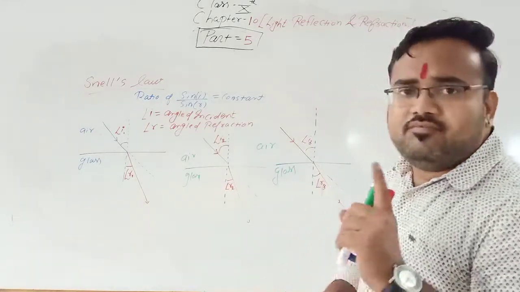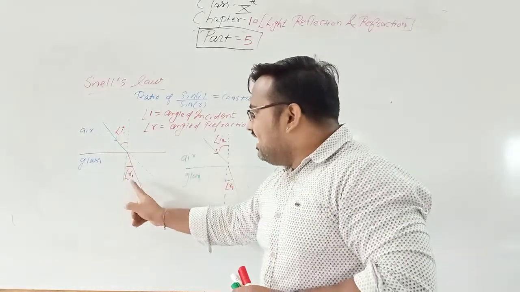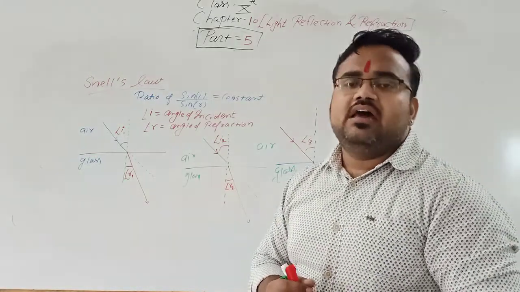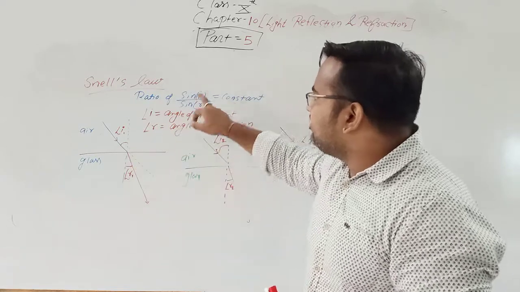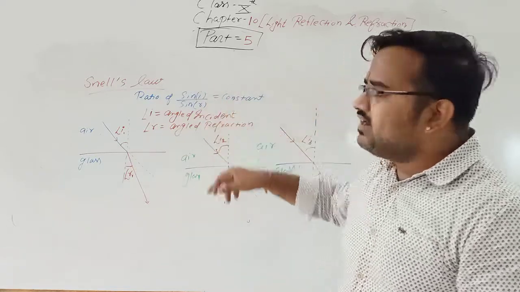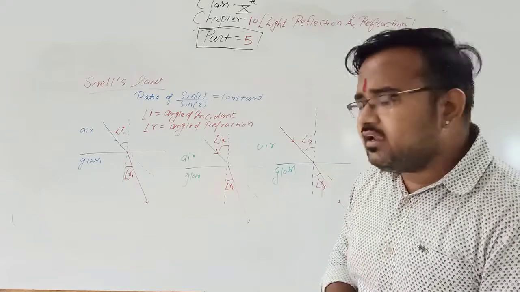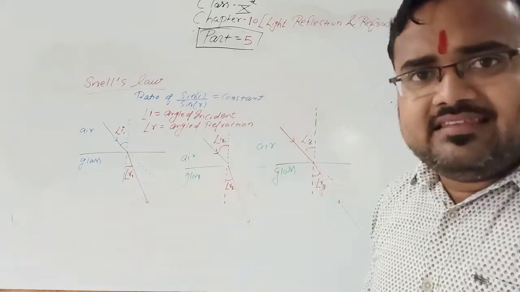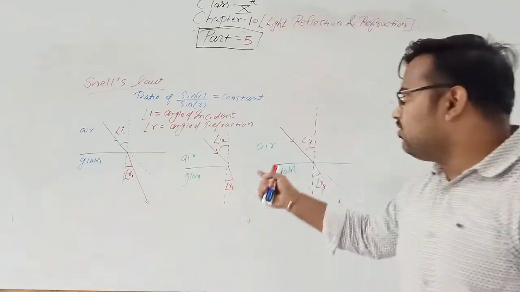Clear? And let me tell you, the ratio of the angle of incidence and the angle of refraction is constant according to Snell's law. Clear? Okay, so this is Snell's law. Now next is refractive index. Very important concept. You can draw this diagram.